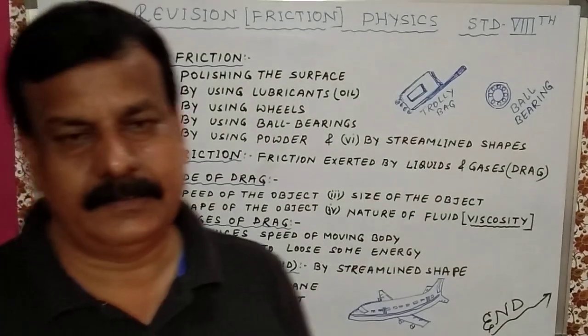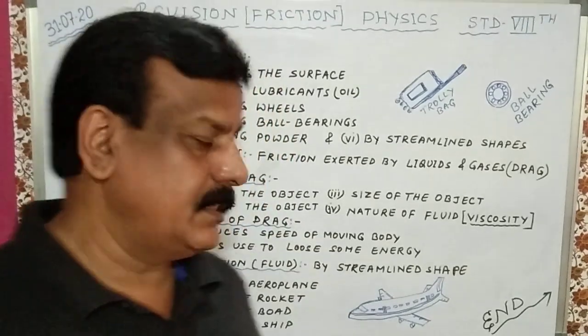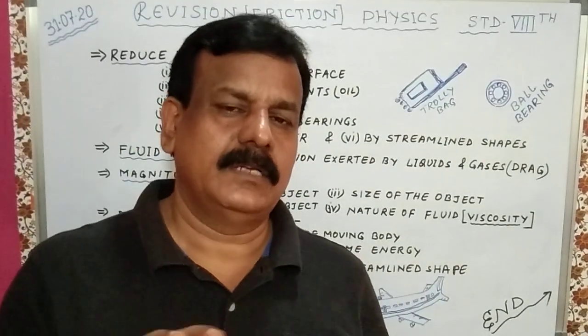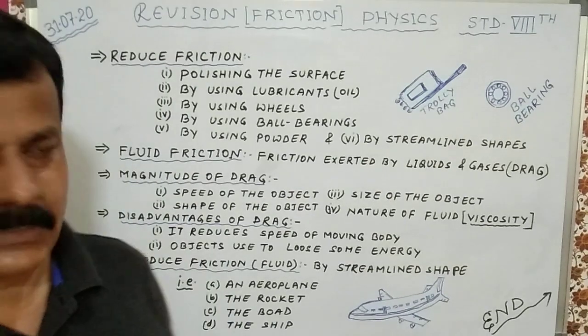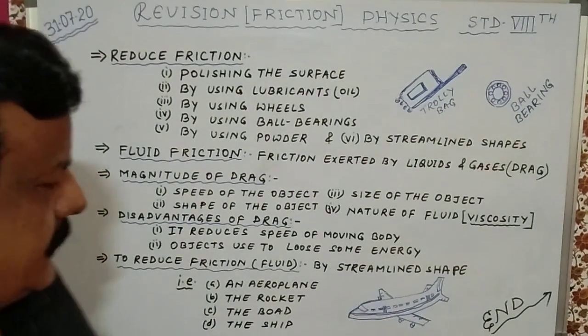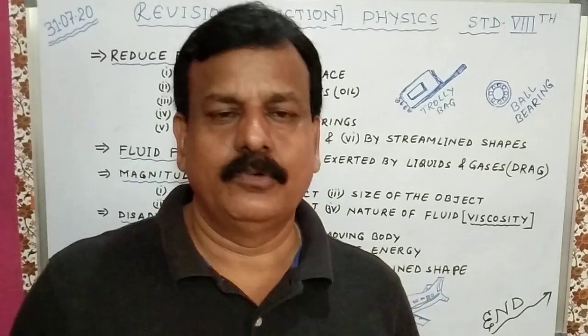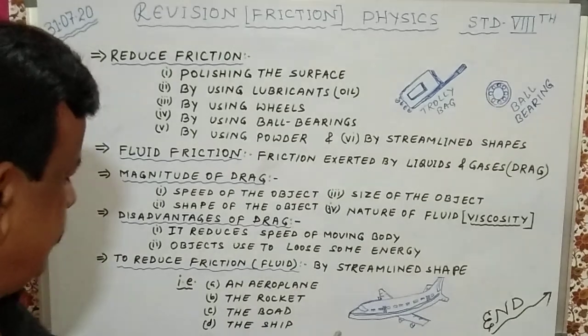Disadvantage of drag. Drag does not only have advantages, it also has disadvantages. It reduces the speed of the moving object. Drag or fluid friction reduces the speed of the moving object because it opposes the motion. The moving object also loses some energy due to drag, due to fluid friction. So these are the two disadvantages of drag.